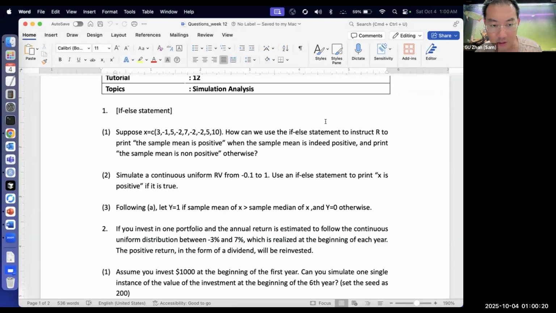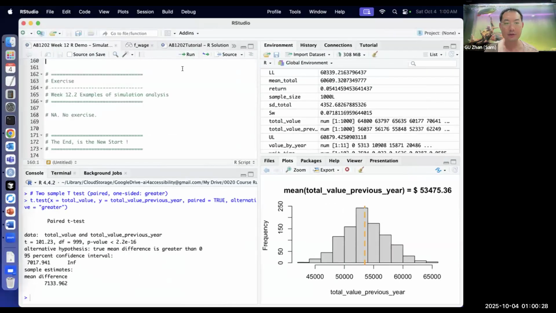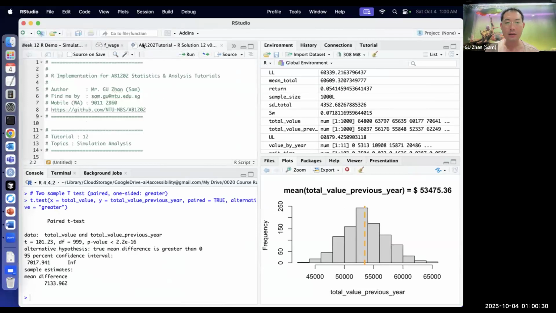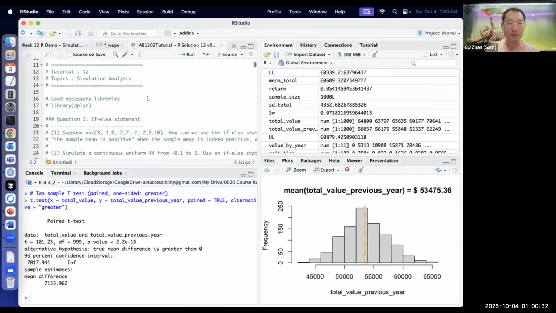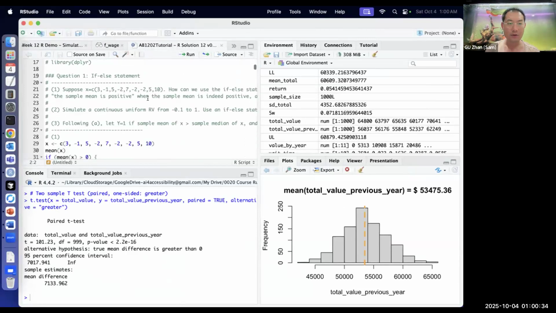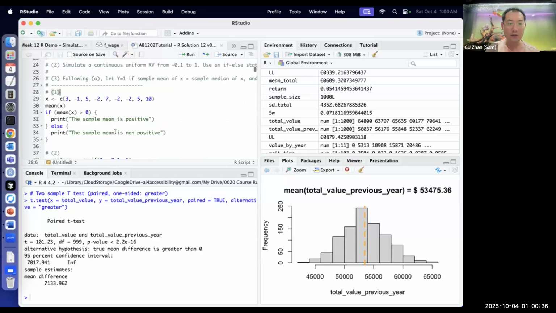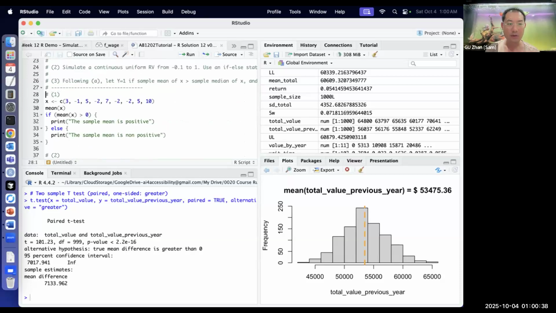Okay, sample mean is positive, sample mean is negative. So now let's look at this R solution. The first one, mean value is positive.